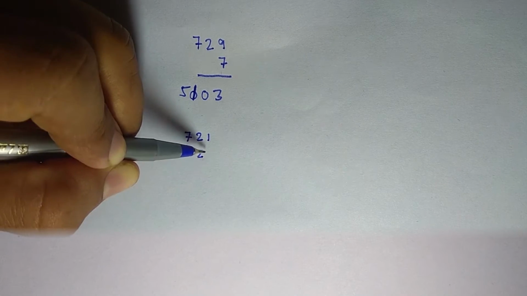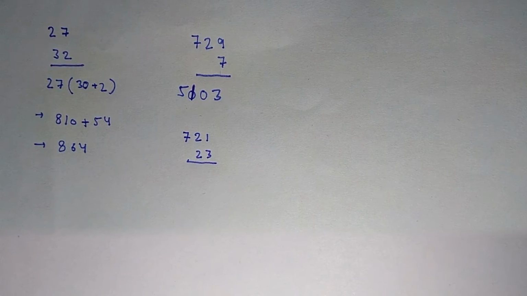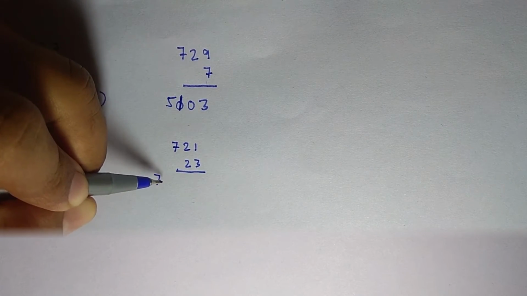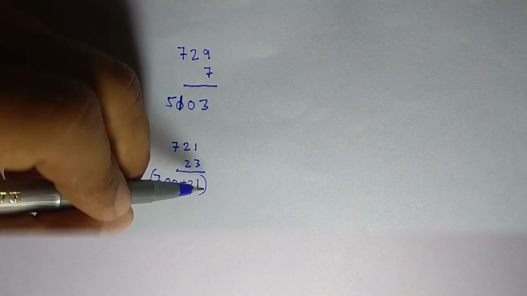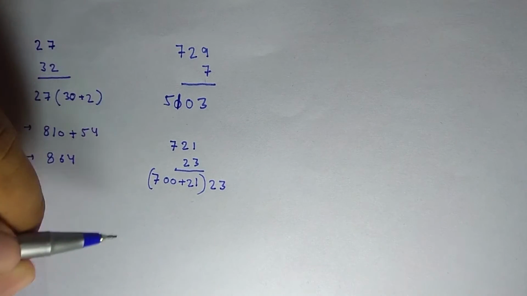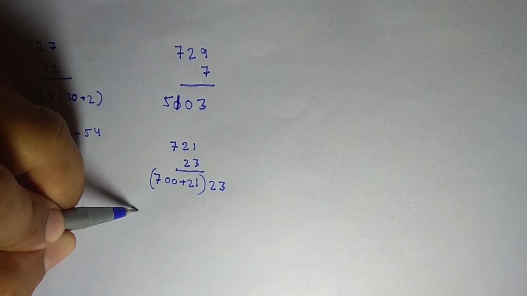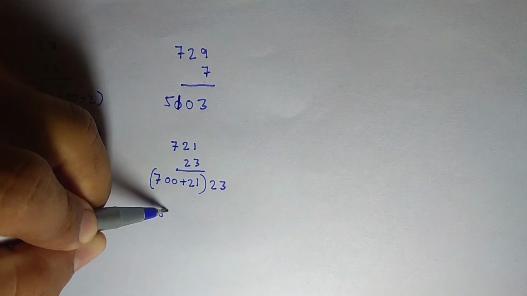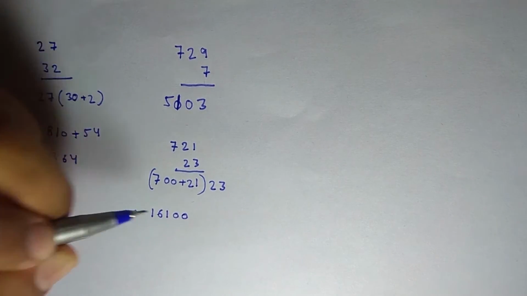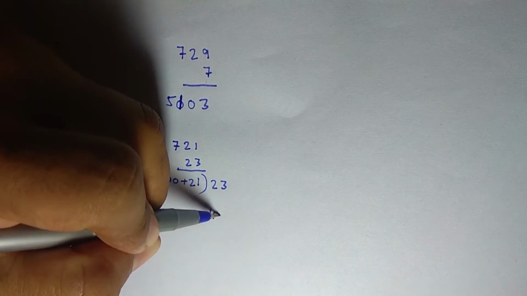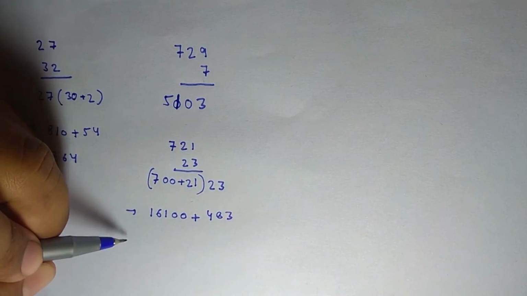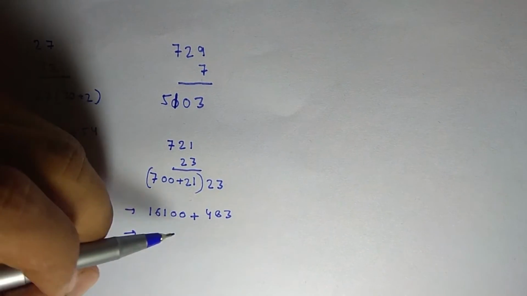Next up is a multiplication of a three-digit number by a two-digit number, that is 721 times 23. Now writing 721 as 700 plus 21 and multiplying it by 23, we can multiply 7 by 23, which gives us 16,100, and adding 21 times 23, that is 483. This gives the answer 16,583.